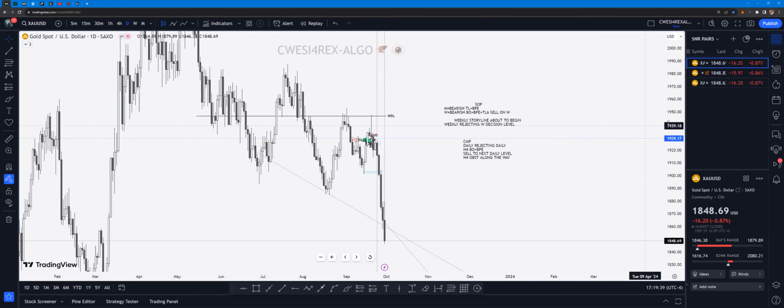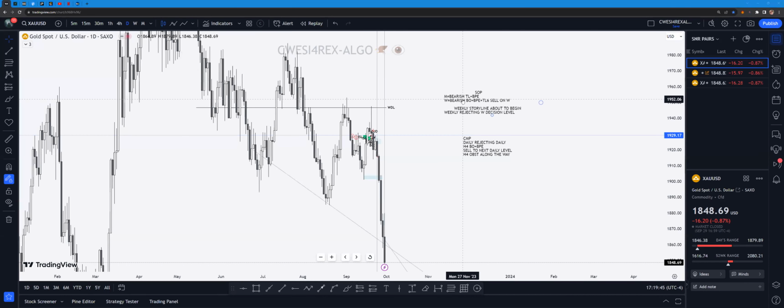Sure, when I come on the chat, I do my SOP, my standard operating procedure. I start from the weekly. Sometimes I go higher to the monthly time frame. So I start from the monthly time frame, and I look for the trend.